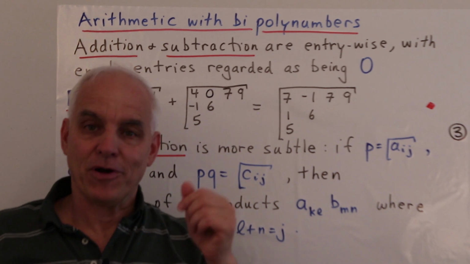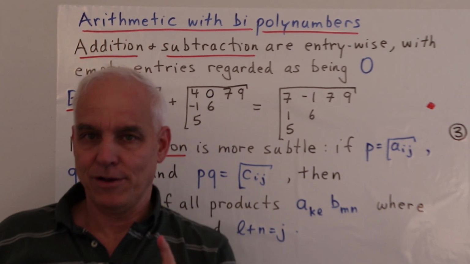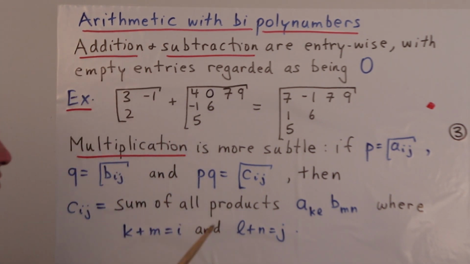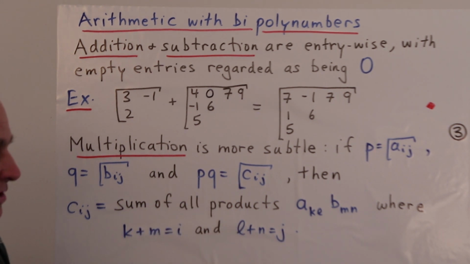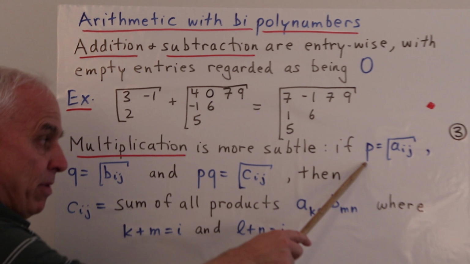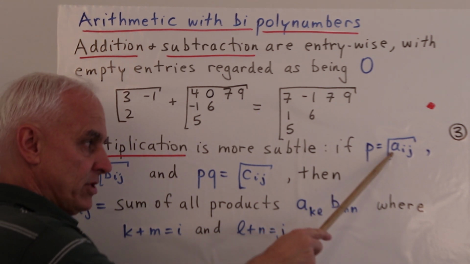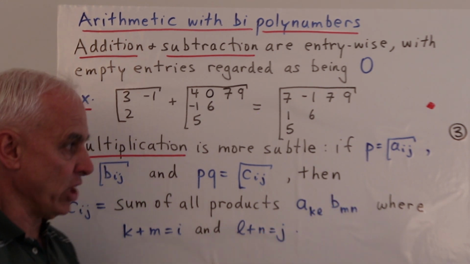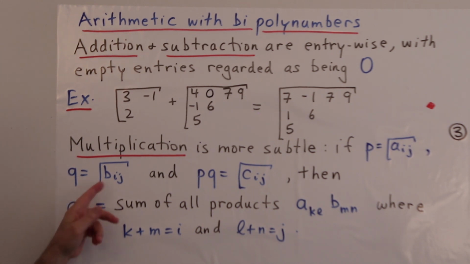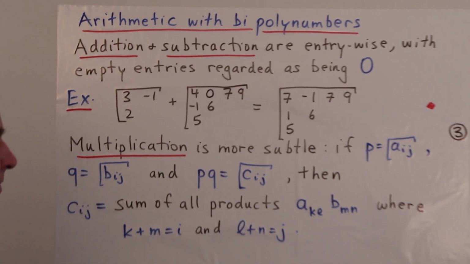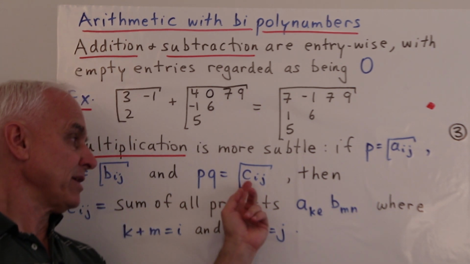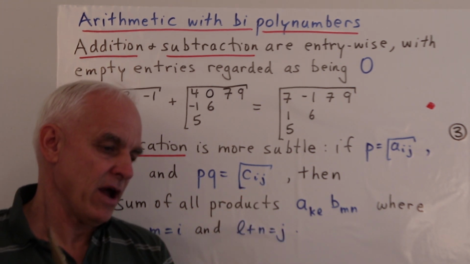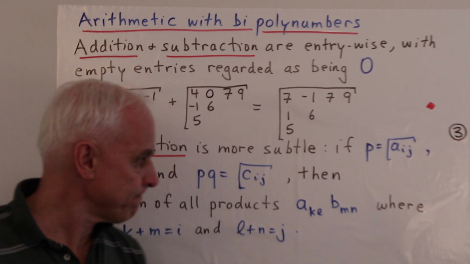Multiplication, just as for polynumbers, is more subtle. And it's the same kind of story as for polynumbers. So one way of saying how to do multiplication is the following. If we have a bipolynumber P, which has general component Aij, and another one Q with general entry Bij, then the product P times Q with general entry Cij is going to be defined the following way.